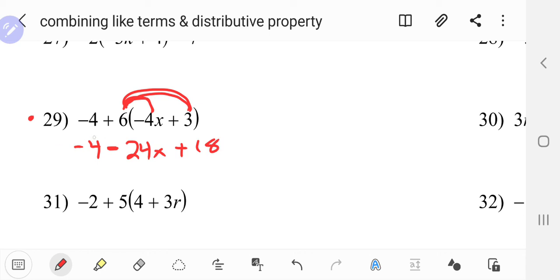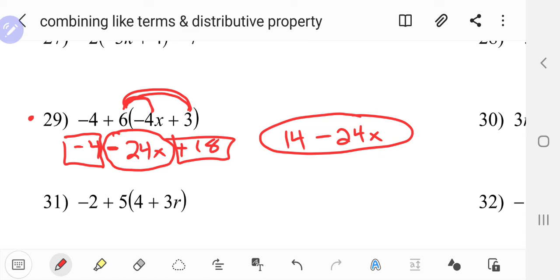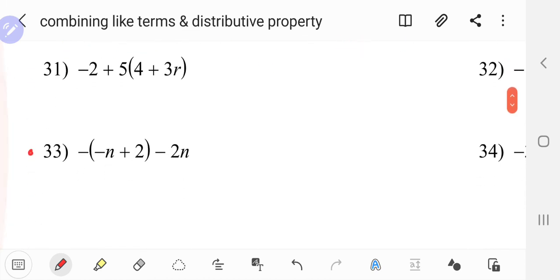All right, now we're going to look at our like terms. Now that's a -4, then we have a minus 24x, and we have a plus 18. Notice how that negative or minus 24x is not the same shape as the other two, since it has a variable, the other two don't. So now we're going to combine those without the variable. -4 and 18, and that's going to be 14. And then we're going to bring the minus 24x along for the ride.